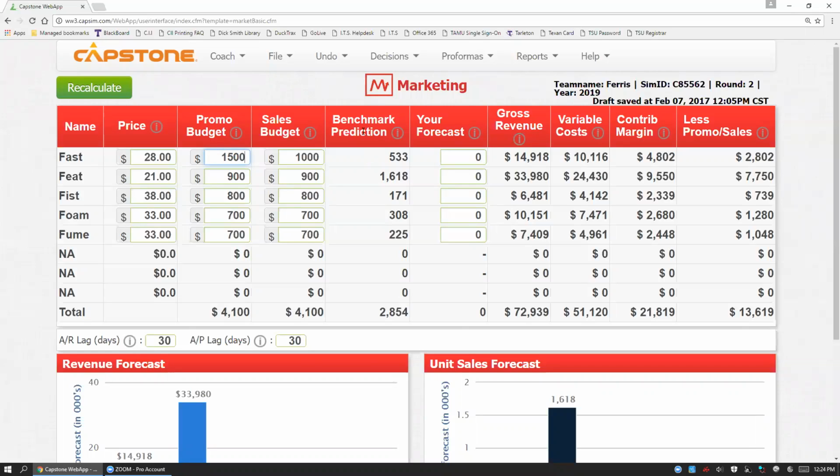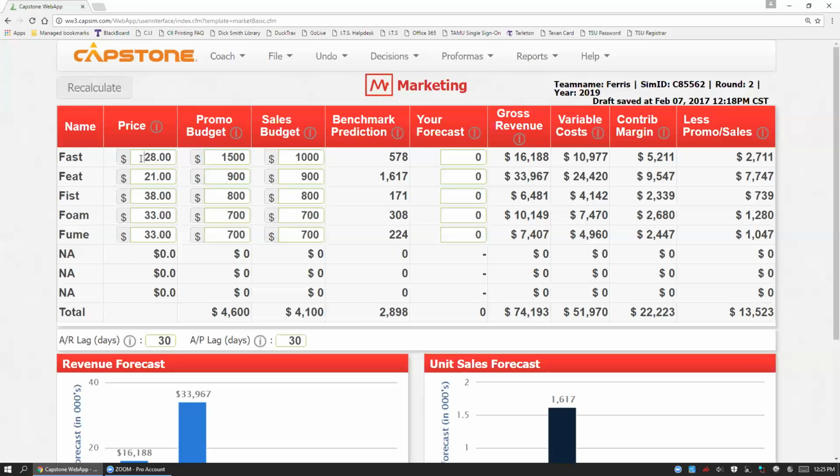And let's see what it does to our benchmark prediction, which indicates how many sales we're expected to have with some conditions which we'll discuss in a moment. So it's at 533. We recalculated, and by increasing our promotional budget by $500,000, it went from 533 to 578, again in thousands, so that represents an increase of 45,000 pairs of shoes.